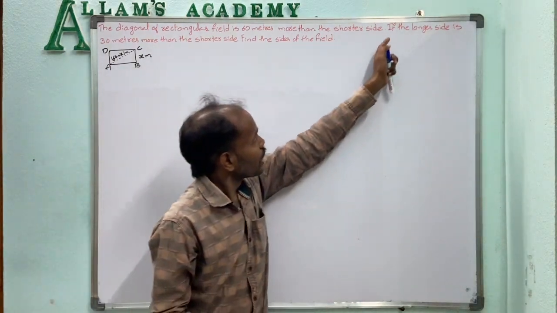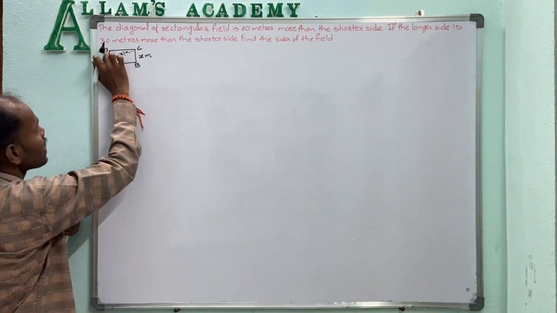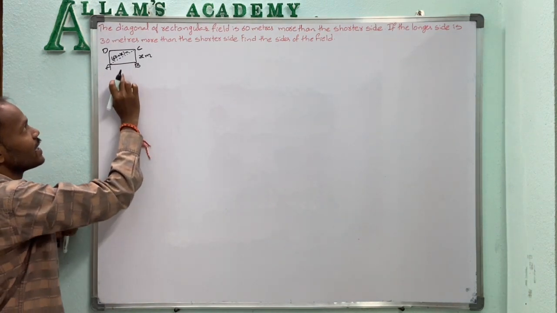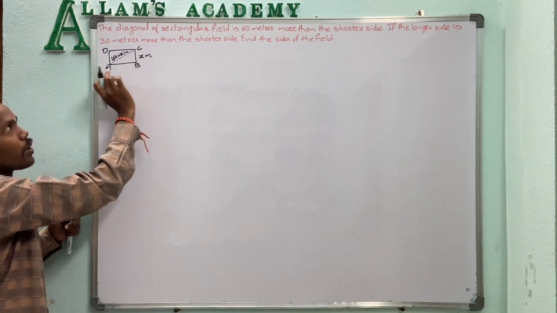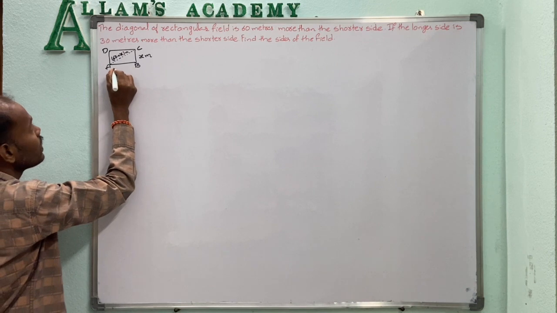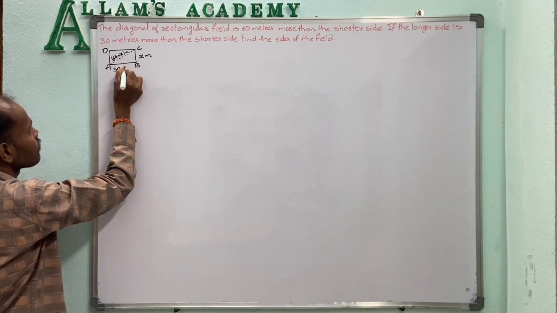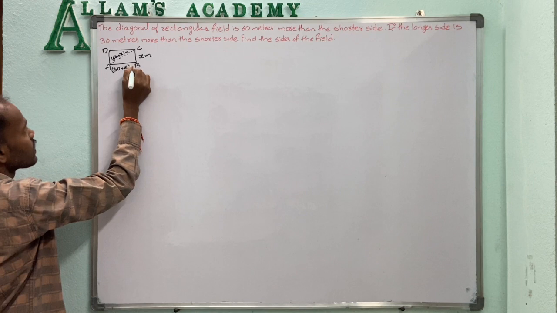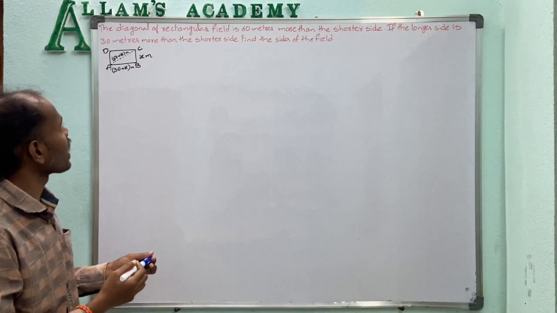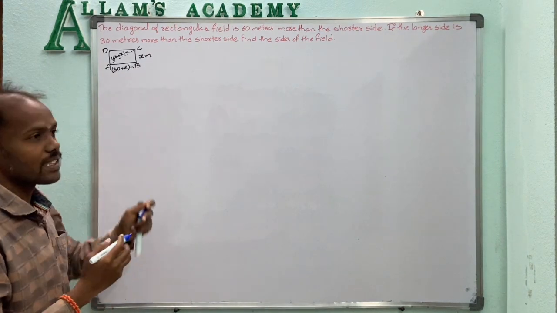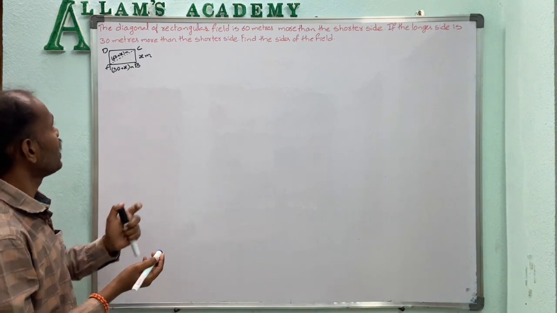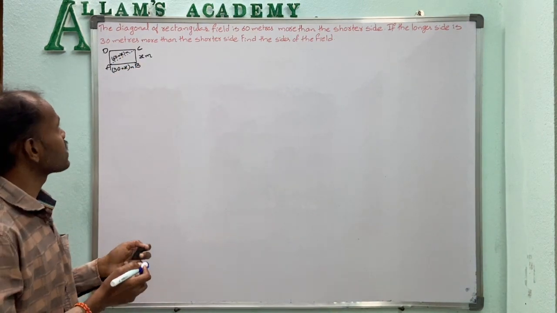And the longer side is 30 meters more than the shorter side, that means the other side is 30 meters more than the shorter side, so x plus 30 meters. That means BC and AB are nothing but the breadth and length of the rectangle. They are x meters and x plus 30 meters, and the diagonal is x plus 60 meters.